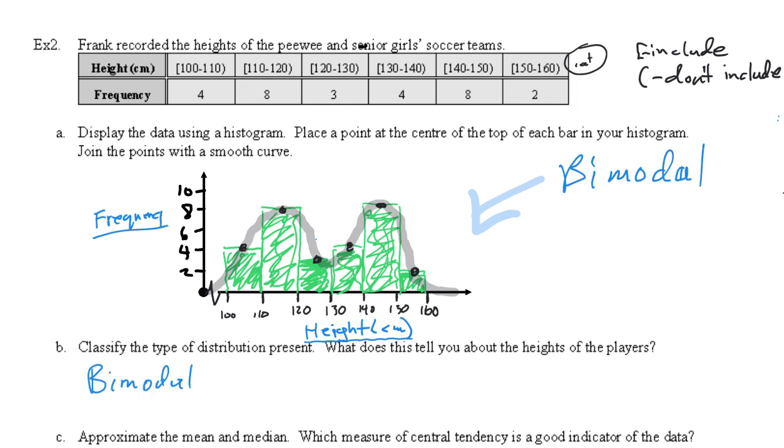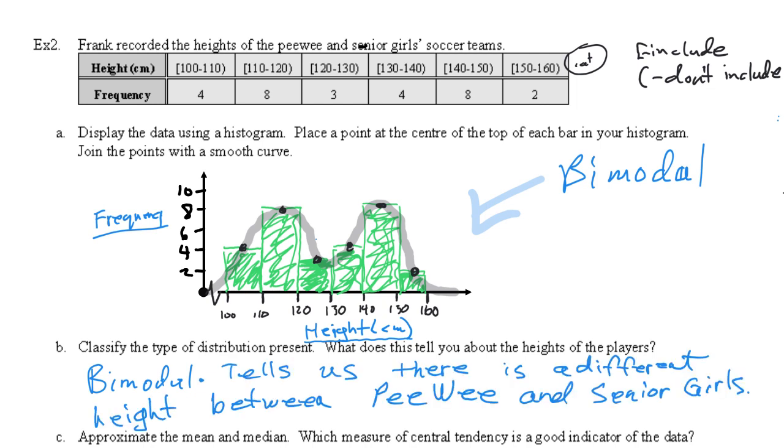Okay. So the next question asks us to classify the distribution, and you're going to say it's bimodal. And it tells us that because there are 2 humps, there's a different average height between peewee and senior girls. So when we're looking for the mean, we're looking for approximately the center, right? So approximately the center of this entire thing is about 130.